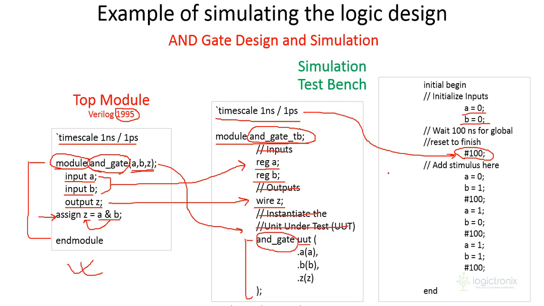We have #100, which is actually 100 nanoseconds of delay, because the precision is nanosecond by picosecond, so it keeps the nanosecond delay with picosecond precision. So we have the 00 state of the AND gate, the 01 state of the AND gate with 100 delay, and the 10 and 11 states of the AND gate. So it will generate the waveform for AND gate simulation.